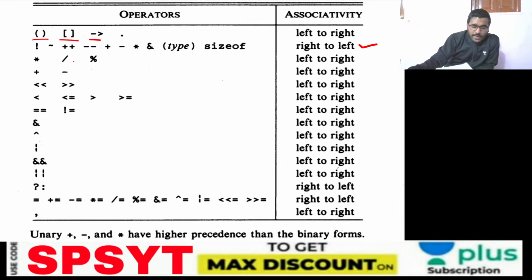This is the binary operators you have seen: multiplication, divide, mod, then plus, minus, left shift, right shift. I have covered all these operators. This has the highest precedence, then this, then this, and so on. The associativity is right to left for this and for these two.